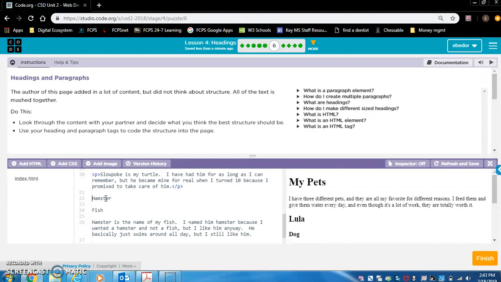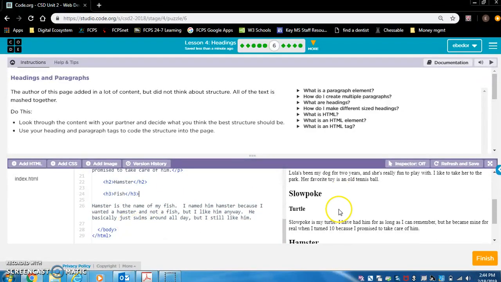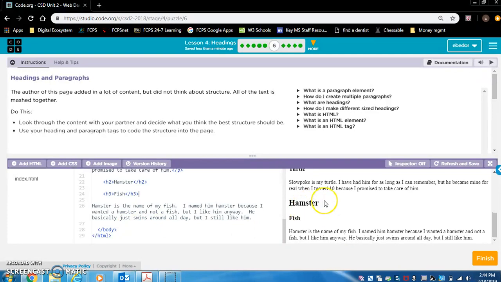Hamster. Oh, okay. Hamster is the name of his pet fish. Okay, that was confusing. Okay, let's put that in H2 tags, because that's the name of his pet fish. And then the type of animal hamster is a fish, so we put that in H3 tags because we want that a little smaller than his name. Okay. All right, look at how good this page looks now because of headings.